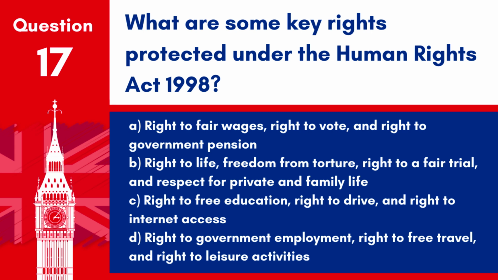Question 17. What are some key rights protected under the Human Rights Act 1998? A. Right to fair wages, right to vote, and right to government pension. B. Right to life, freedom from torture, right to a fair trial, and respect for private and family life. C. Right to free education, right to drive, and right to internet access. D. Right to government employment, right to free travel, and right to leisure activities.